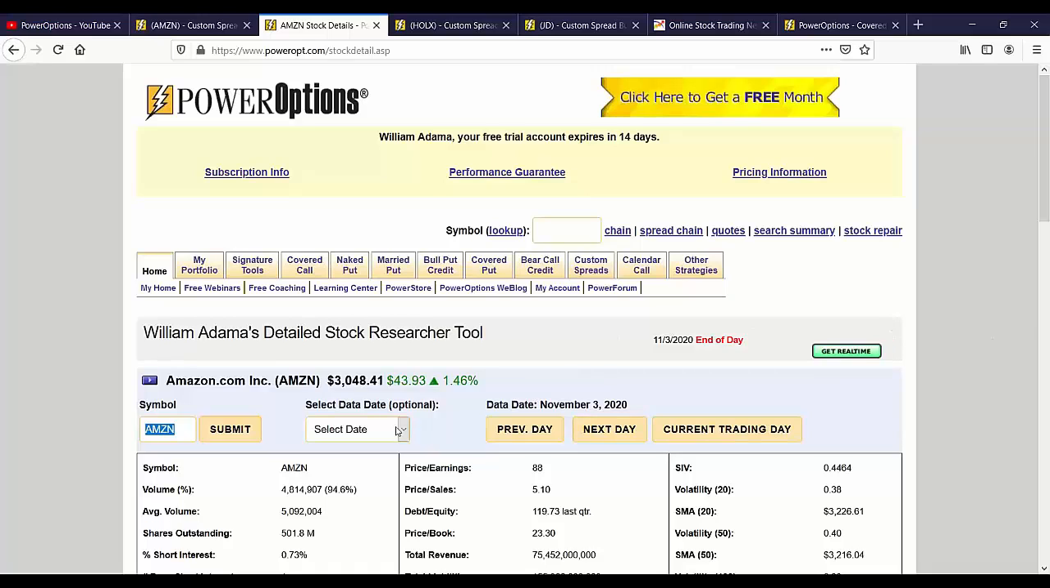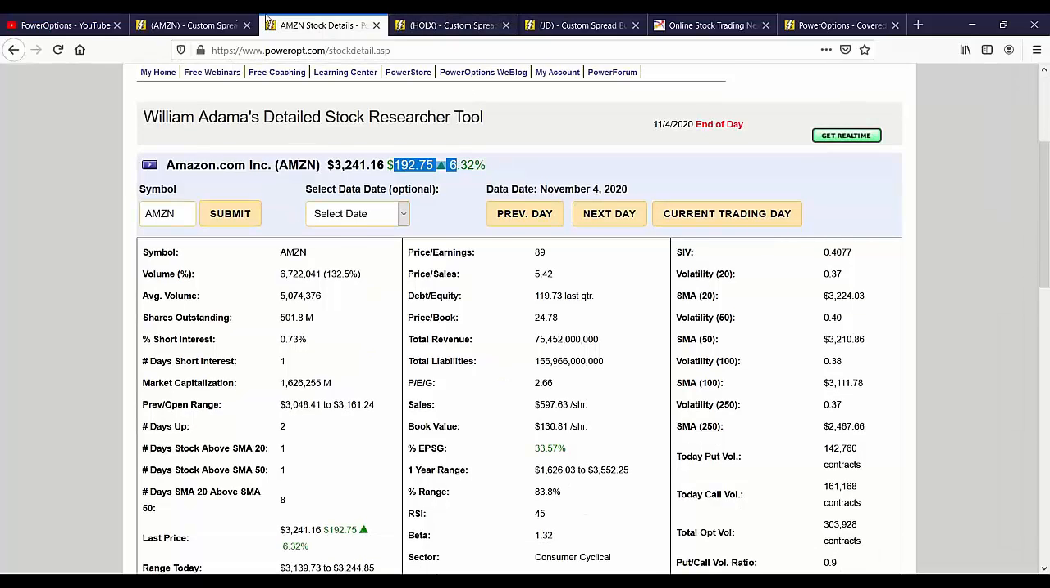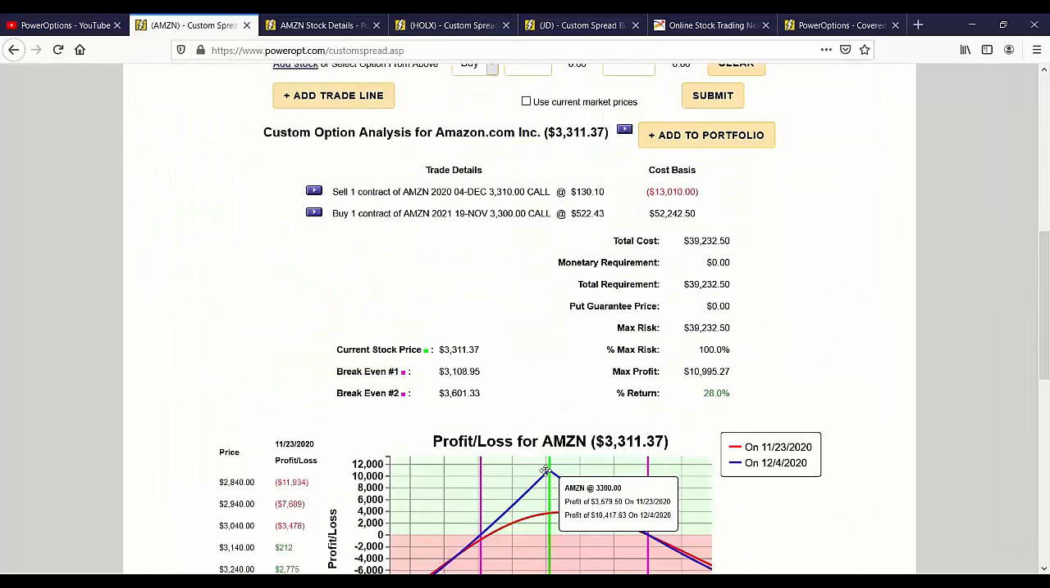And so in that case, the movement here, 1.46 is 43. A 6% move, of course, is 192. Going back, 192 movement up, we're getting close to that upper break even. We're falling away in profit, and you've got to start really focusing on managing that short call position.